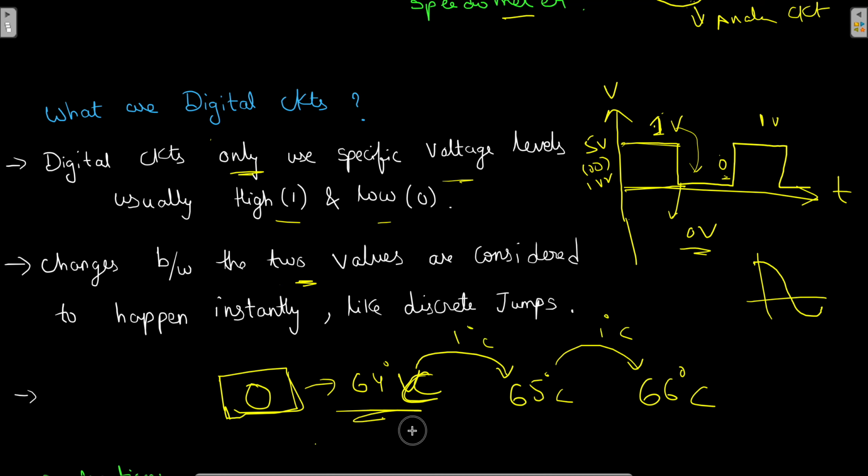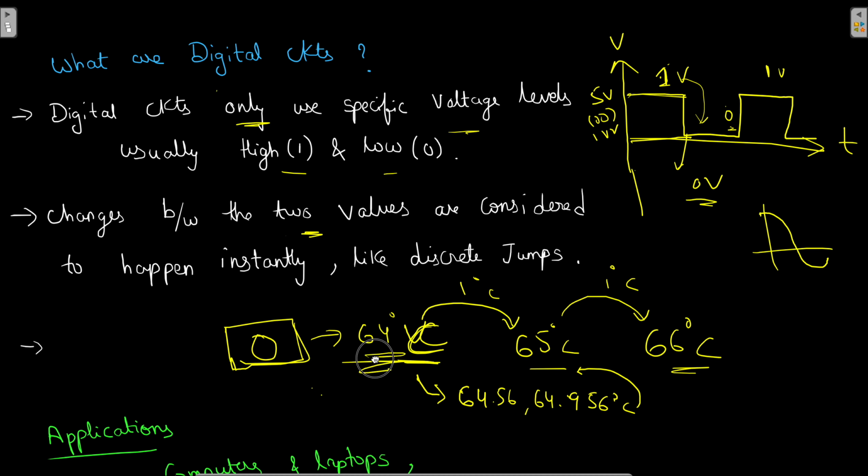For analog electronics it may be possible that within this 64 to 65, it may be 64.56, 64.956 degrees. In this way, infinitely many values are possible. But coming to digital, only steps will happen, from 64 to 65, 65 to 66, that way. The voltage increments in steps, the temperature is changing in steps.